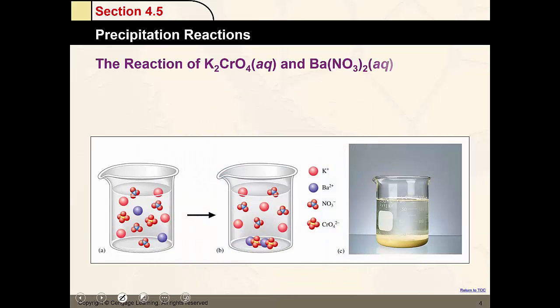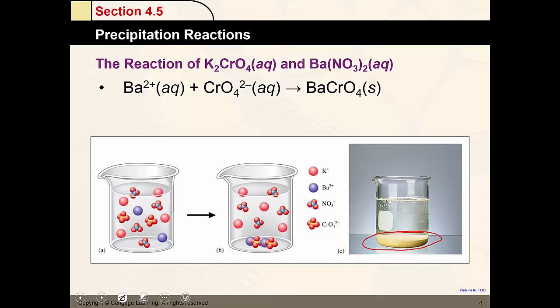And this is a good visual for us. This, at letter A, is before all of those start reacting, and then B is when they are actually reacting. But now we have to figure out, okay, what part here, if you look at the bottom, forms this yellow-white precipitate, and which ions up here do not participate in the reaction.